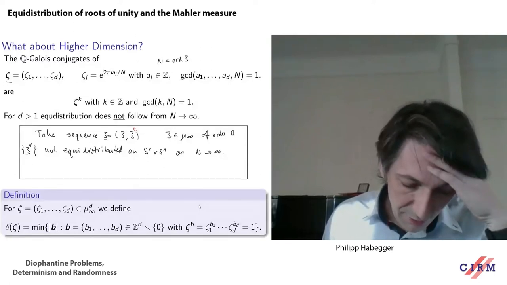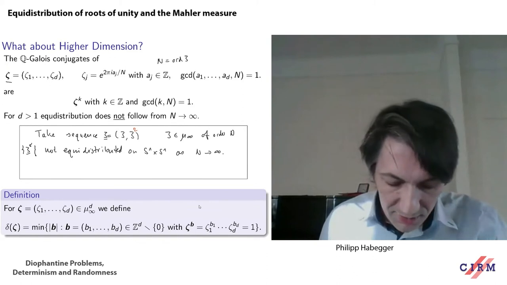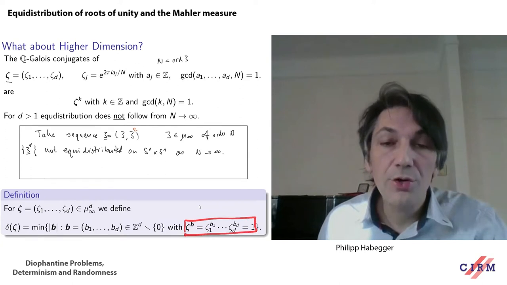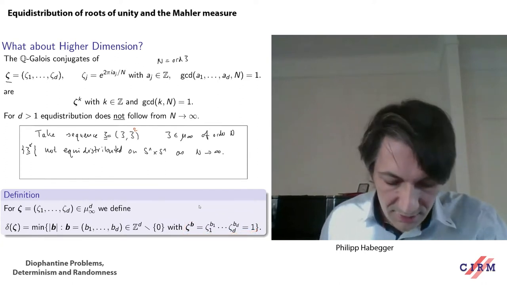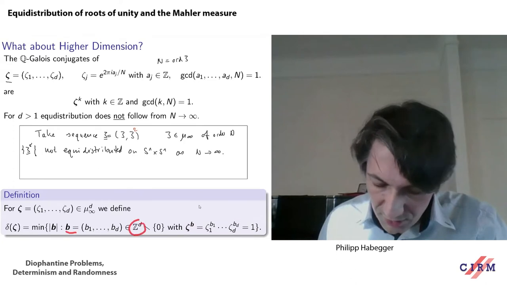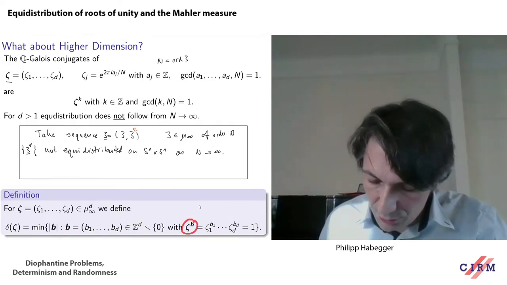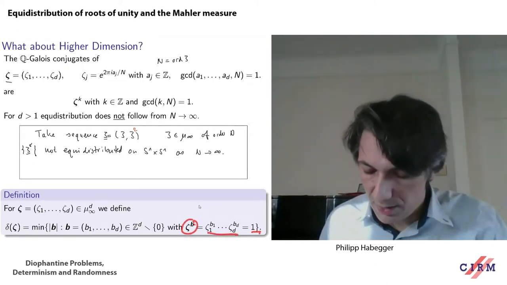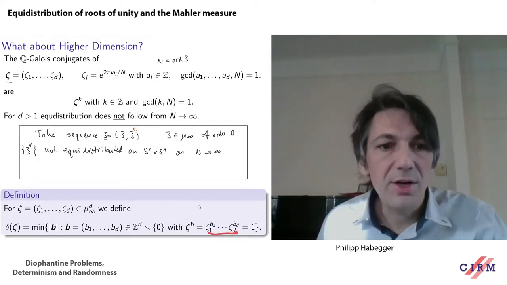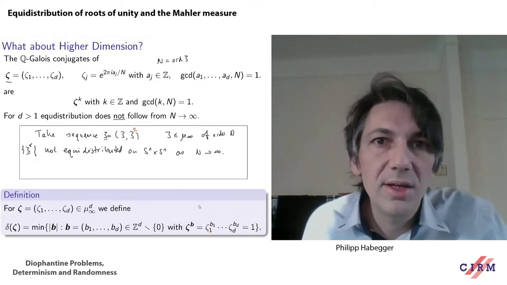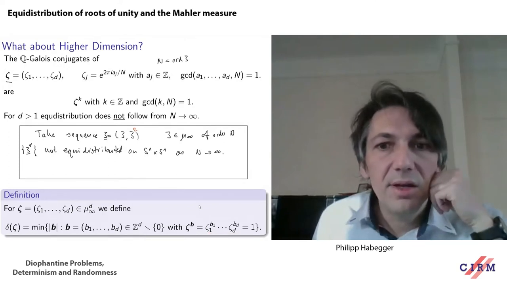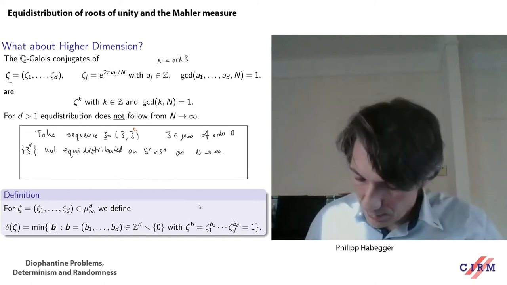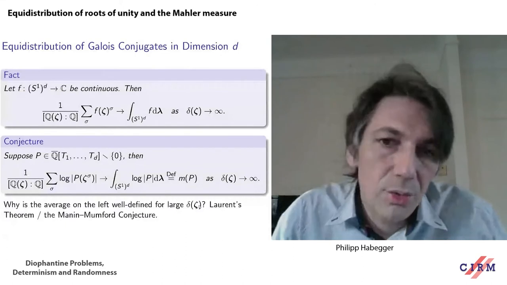We look at, for any given tuple, the smallest non-trivial character whose kernel contains our tuple. We're just taking the least non-zero vector b in integral coefficients such that zeta to the b is equal to 1, and this notation is quite useful. So instead of using a tuple of integers, it is just this character notation. This turns out to be the more appropriate invariant than the order when looking at questions of equidistribution in higher dimension.